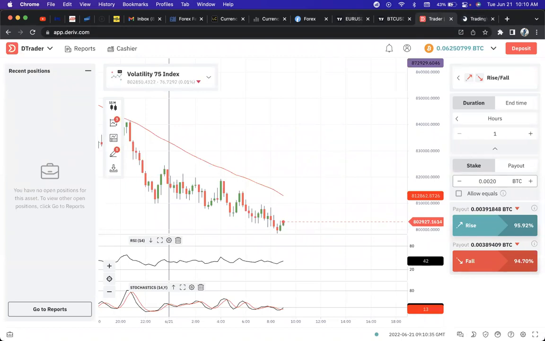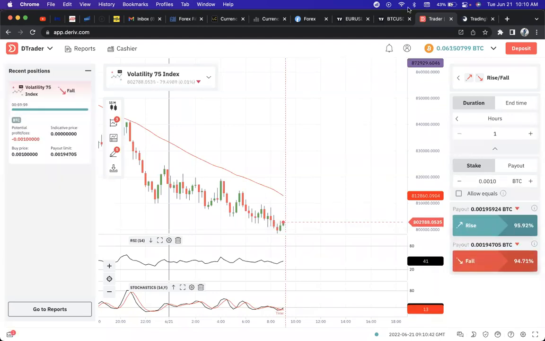Before 15 minutes candle, that means my timing is in 1 hour. I'm putting just 0.001 bits. I'm willing to sell for a whole hour. I'm not in a rush. I'm in the trade.